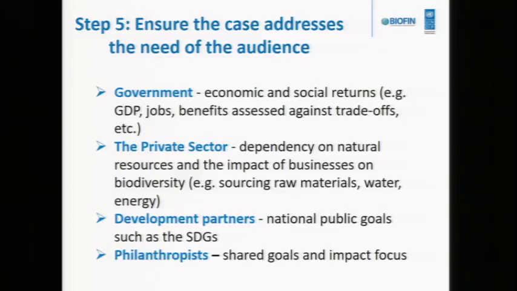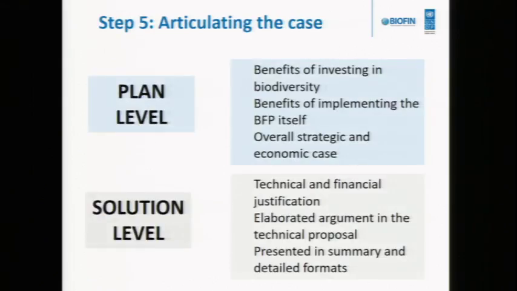The business case is something that we've also got a lot of questions on, and you'll have the chance. It is one of the topics. So I'll save some detail for that, but just remember that there are different audiences that you may want to address, and different audiences have different objectives. Governments may be more interested in economic and social returns, GDP impact. The private sector is looking at their own benefit. So if the solution addresses one of these target audiences, make sure that your business case addresses their needs and their interests. Development partners and philanthropists.